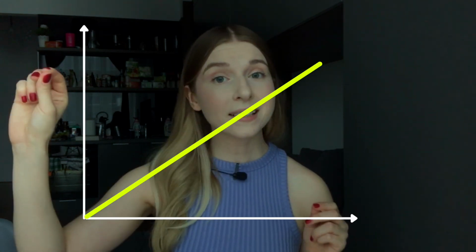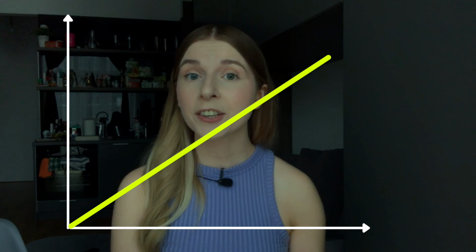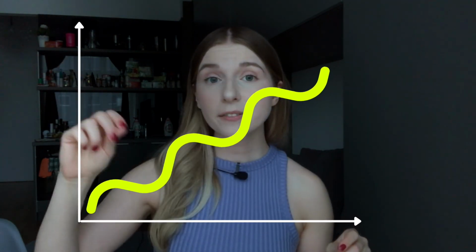Now, when the line is straight, it's a linear regression. When it's curved, it's polynomial. And basically, these are the 2 major types of regression.